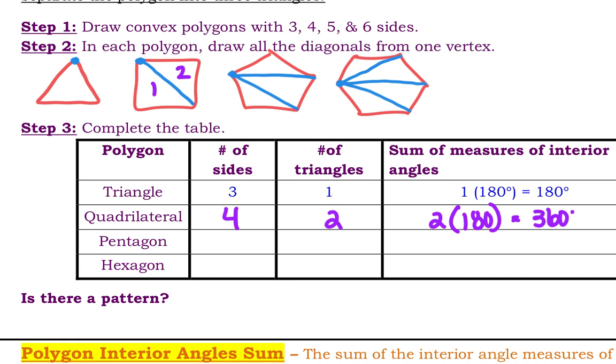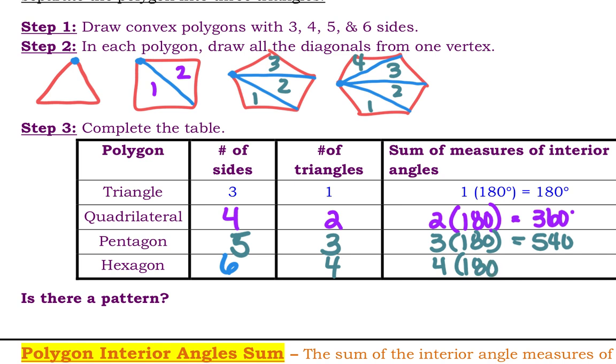All right, let's do the next one. How many triangles do we have in the next one? 3. 1, 2, 3. Number of sides. This one had 5. 3. What would be 3 times 180? 540. Good. The hexagon has 6 sides. How many triangles were in the hexagon? 4. And then 4 times 180 is 720.